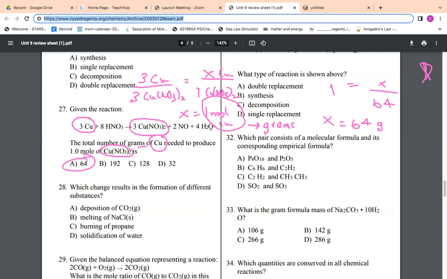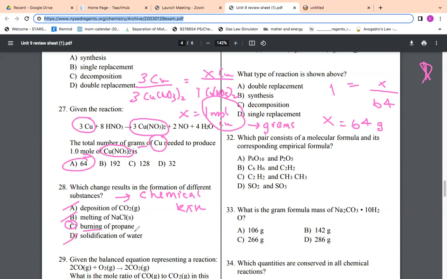Okay, number 28. Which change results in the formation of different substances? This different substances being formed, that's a chemical reaction. So A, deposition, that's a physical change. Melting, physical change. Burning is a chemical change. You can't unburn something. Solidification, that's another way to say something is freezing. So that's also physical. So we're going to want to go with choice C.